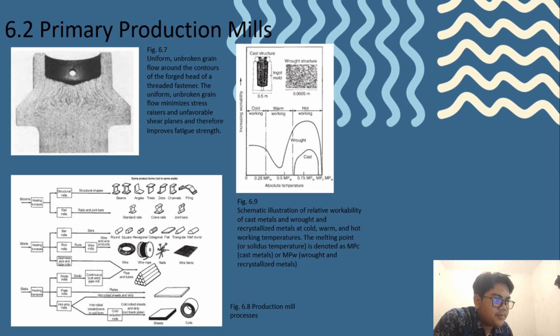Continuously cast alloys require less of a primary reduction step, as we can see in figure 6.7. The uniform unbroken grain flow around the contours of the forged head of a threaded fastener minimizes stress raisers and unfavorable shear planes and therefore improves fatigue strength. The next step is the mill processing of blooms, billets, and slabs to produce various product forms such as plate, sheet, strip, and bar, as we can see in figure 6.8, the production mill processes.